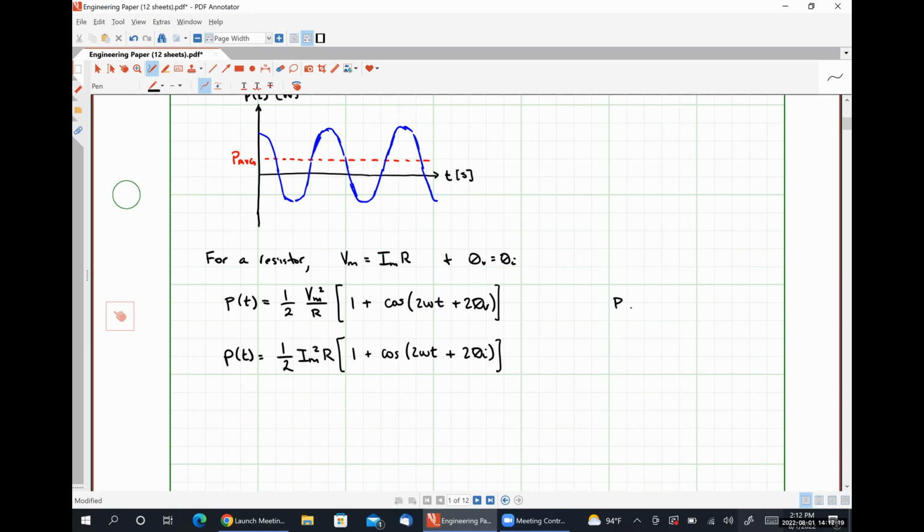Our average power is simply the DC portion of our instantaneous power. So that would be 1/2 Vm squared over R, or 1/2 Im squared times R.